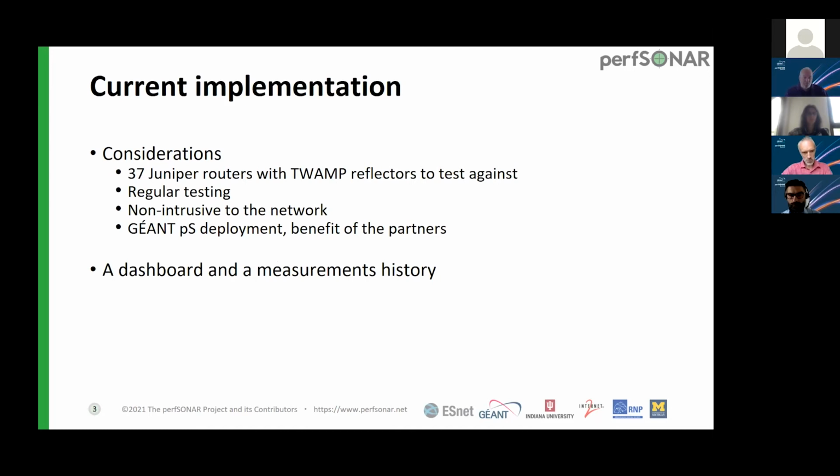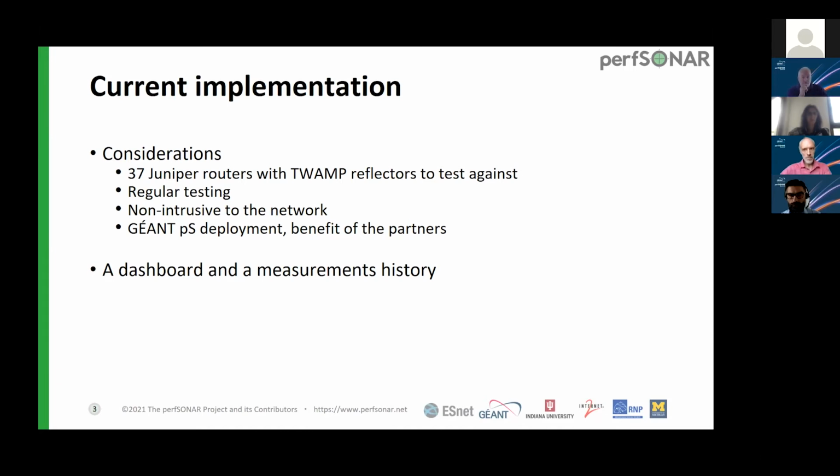So the current implementation came as a requirement to run tests against 37 Juniper routers with TWAMP reflectors. It would have been nice if we could use OWAMP, and I'll talk about that a bit later, but the Juniper routers support only the TWAMP extension.